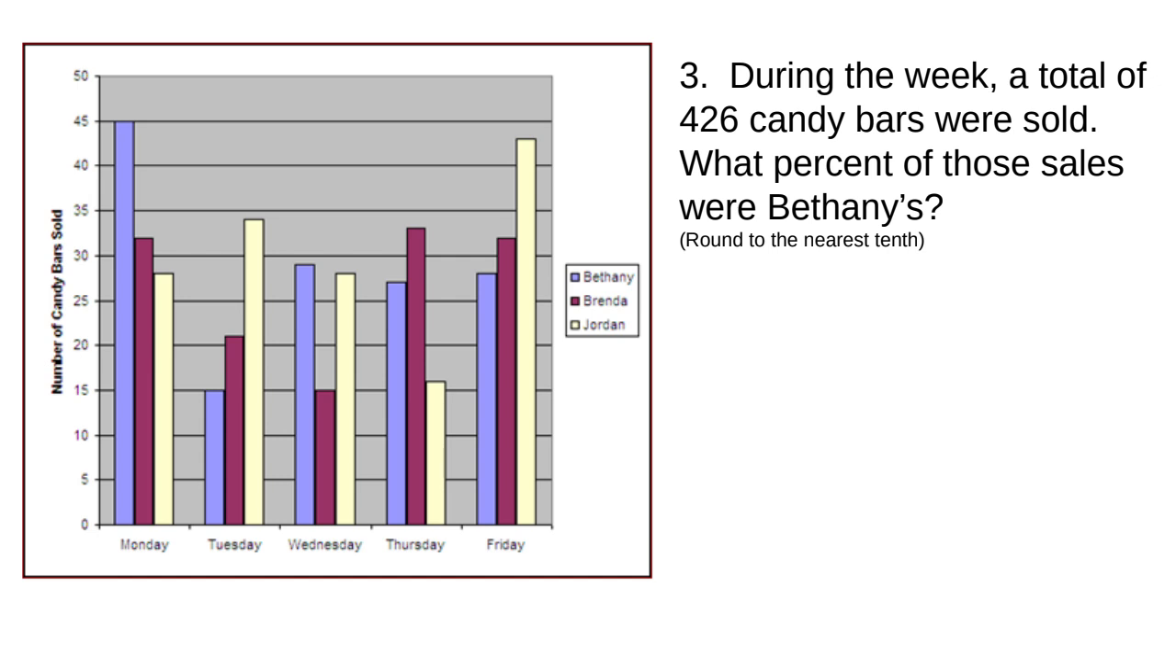Example 3 says, during the week, a total of 426 candy bars were sold. What percent of those sales were Bethany's? We're going to round to the nearest tenth. Well, Bethany is that purple color. We just did a little bit of work on example 2 that's going to help us here. Remember in example 2, we calculated that Bethany sold 144 total candy bars that week. We want to know what percent of the total sales were Bethany's.